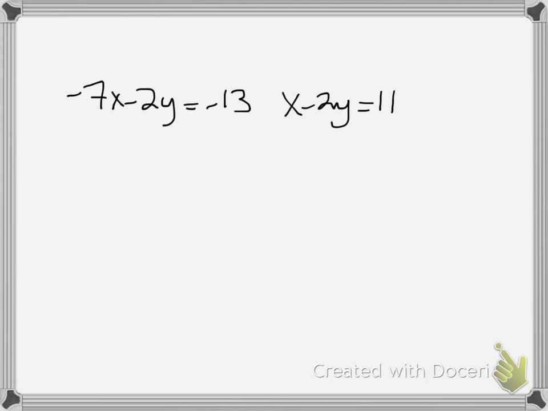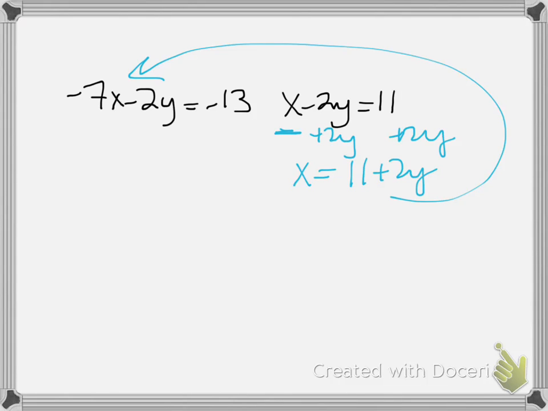Okay, it looks like I have to get x or y by itself. It looks like this x would be easy because I wouldn't have to divide anything. It'd be pretty easy to get by itself. All we have to do is add 2y. So it's going to become x equals 11 plus 2y. So now wherever I see an x, I'm going to plop it in with my parentheses.